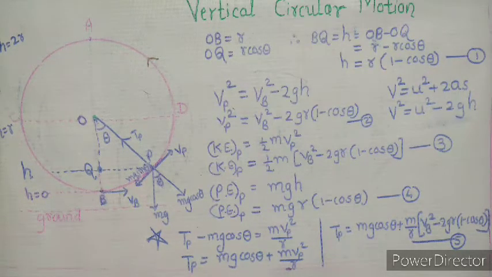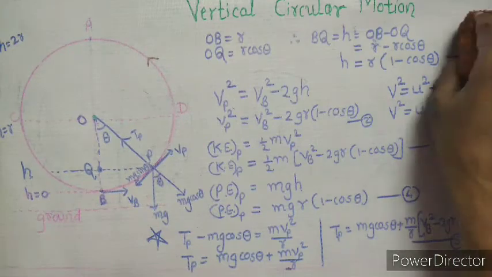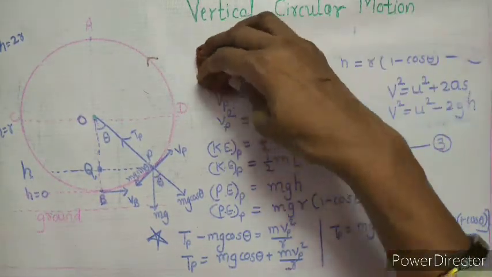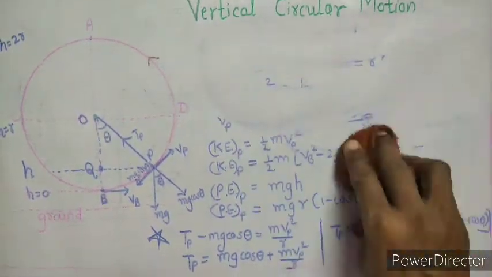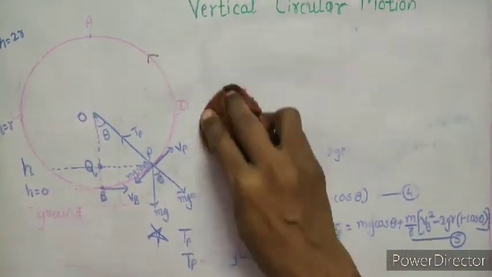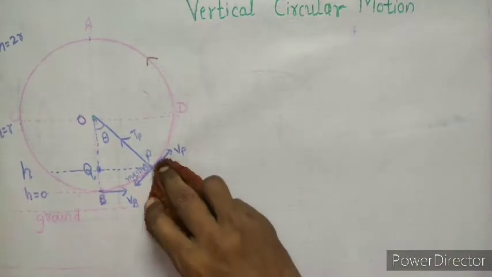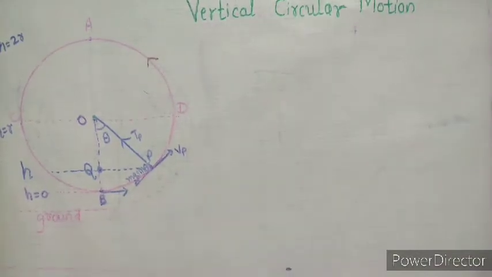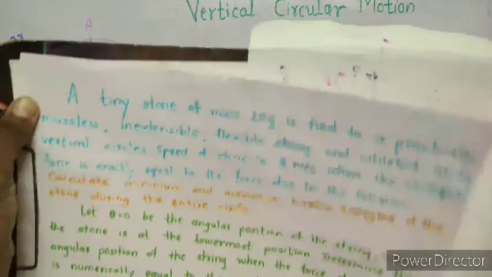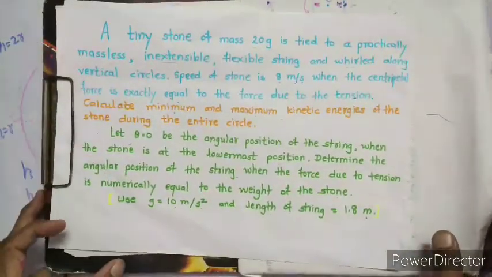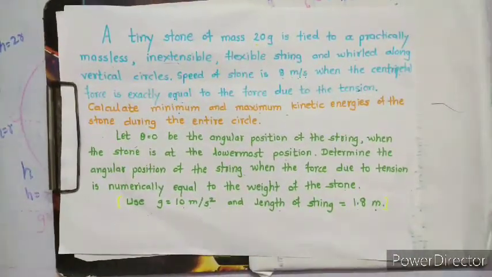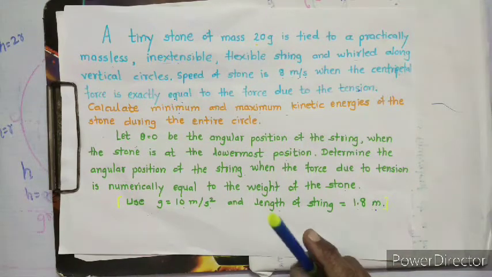Now we have to solve one problem here, but that problem is related to vertical circular motion. We have to use such relations there. I can read the problem here. So this is the solved problem in the textbook, but we make some steps more and easier.